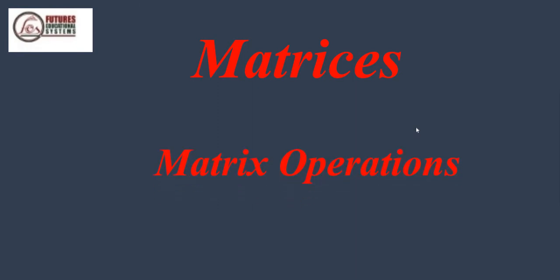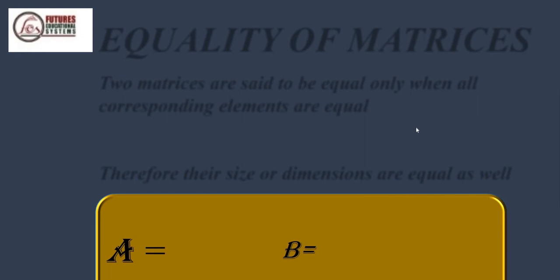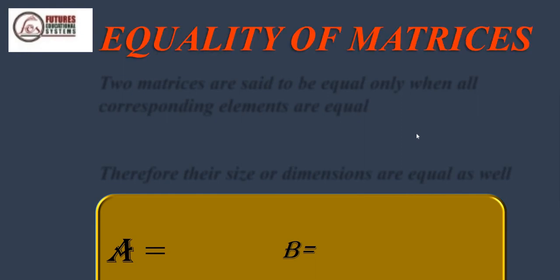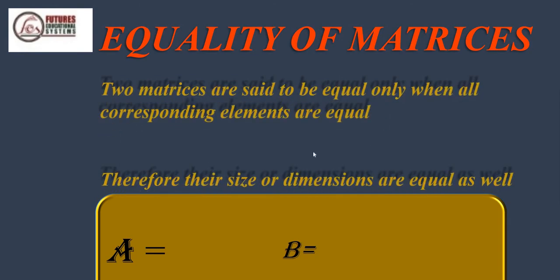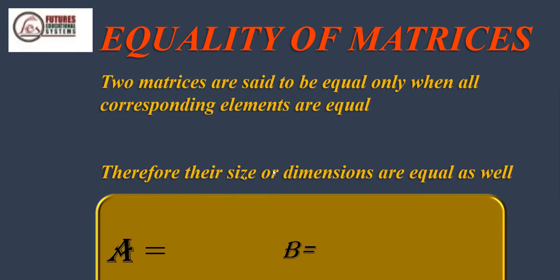Matrix operations. Equality of matrices. Two matrices are said to be equal only when all corresponding elements are equal. Therefore, their sizes or dimensions are equal as well.